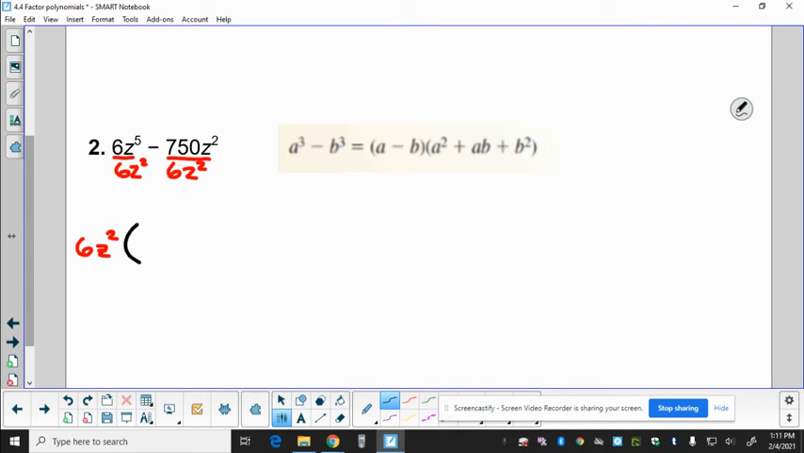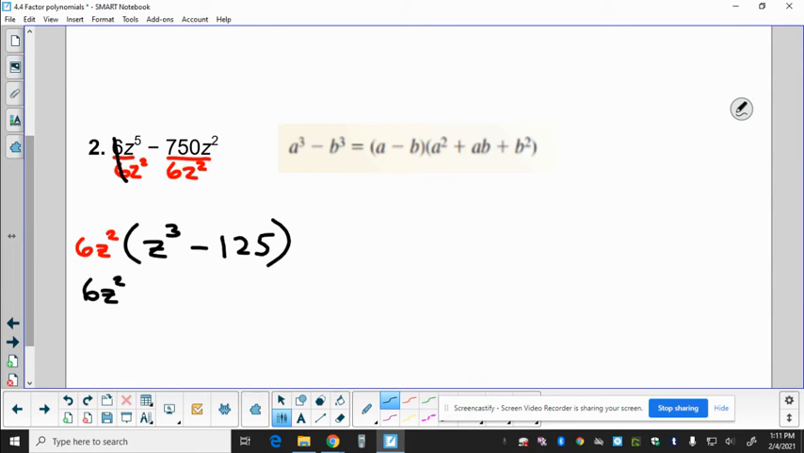And then on the inside, let's go ahead and do some division. So it'll be z to the third. There's a perfect cube. Minus 750 divided by 6 would be, I believe, 125. I believe so, and the z squareds cancel out. So we do have a difference of two perfect cubes in this case. So I could rewrite it a little bit differently to show you that. This would be 6z squared.